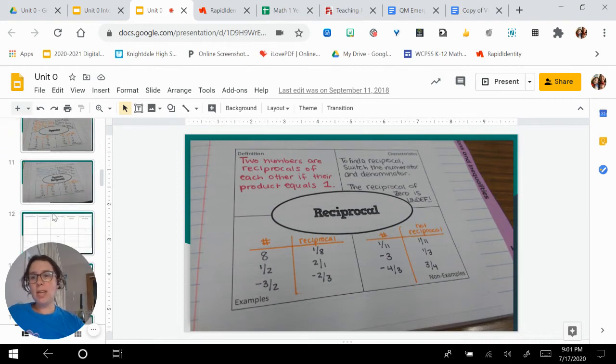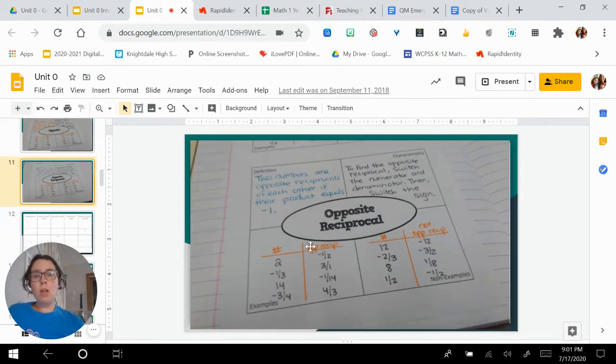Okay, and then the last one is opposite reciprocal. So we're taking the two definitions of opposite, remember, they're the same distance on either side of 0, and reciprocal, so remember, two numbers multiplied together equals 1. So if we put them together, two numbers are opposite reciprocals of each other if their product equals -1. So it's kind of combining those two definitions. To find the opposite reciprocal, switch the numerator and denominator, remember the top and the bottom numbers, and switch the signs, so from positive to negative and vice versa.